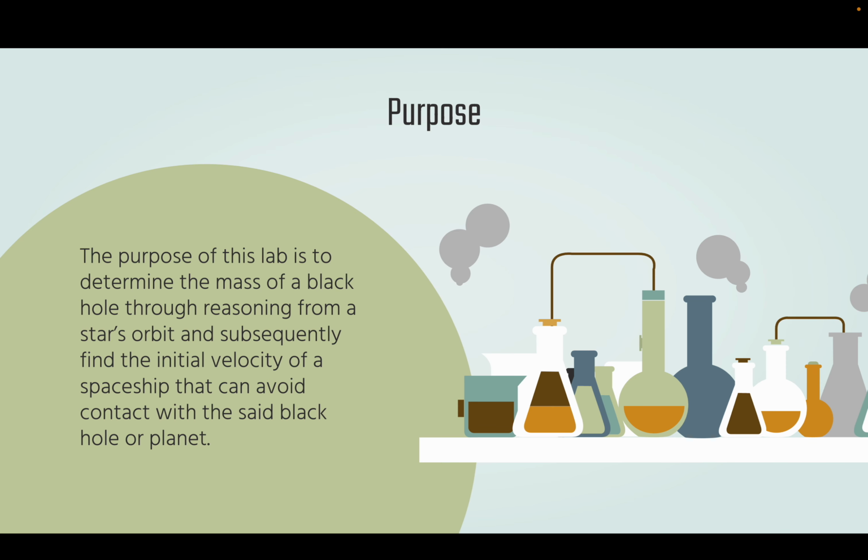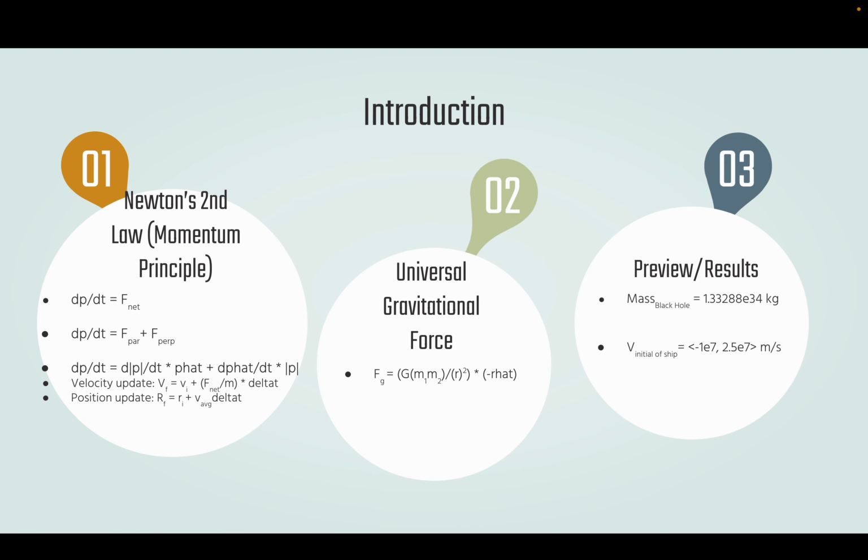The purpose of this lab is to determine the mass of a black hole through reasoning from a star's orbit and subsequently find the initial velocity of a spaceship that can avoid contact with the black hole or planet. Here are three important aspects of my video that I'll discuss today.